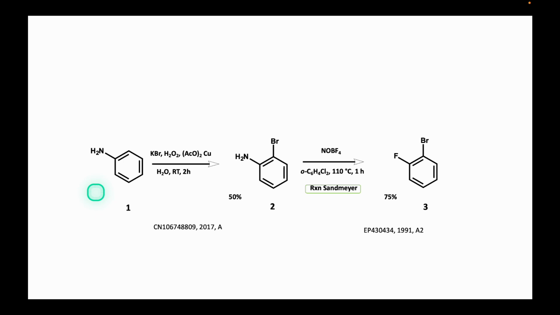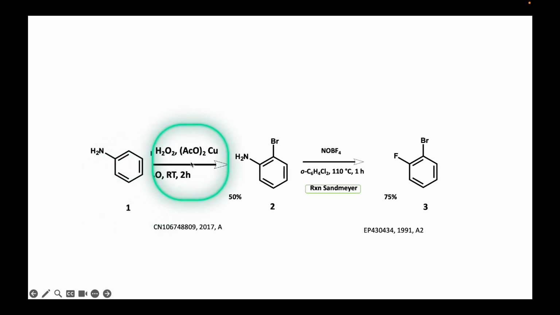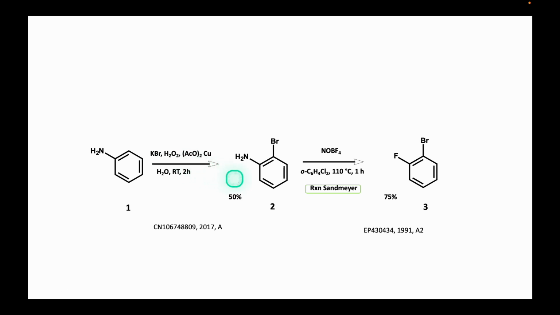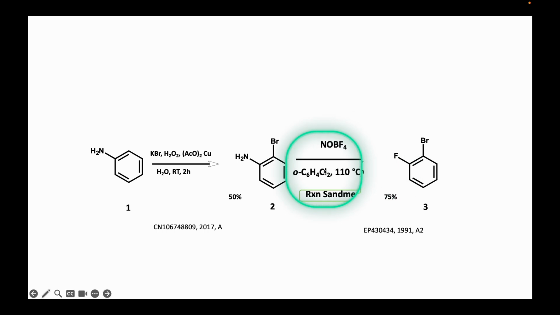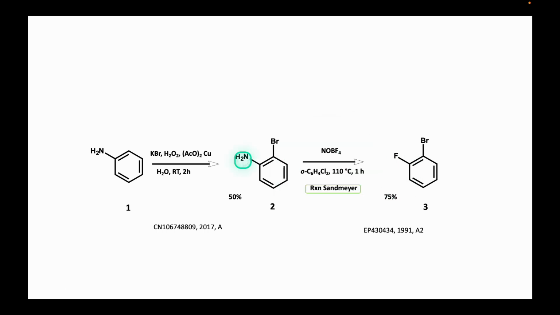potassium bromide and hydrogen peroxide to oxidize the bromide ion to the bromonium ion. The orthobromoaniline 2, thus obtained, is reacted with nitrosyl tetrafluoroborate through the Sandmeyer reaction to substitute the amino group by a fluorine atom to produce orthobromofluorobenzene 3.